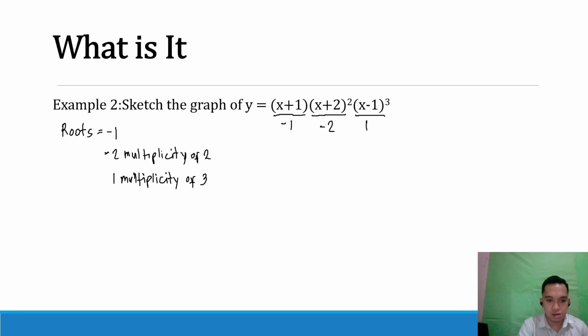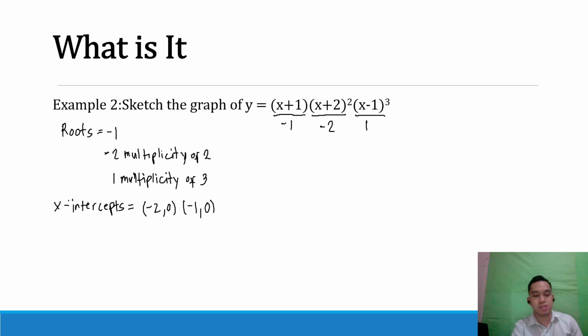Then, ang ating x-intercepts, madali na lang hanapin din. Pag mayroon ka ng roots, alam mo na yung x-intercepts mo. So, ang ating x-intercepts dito ay negative 2, 0. Then, we have negative 1, 0. Laging 0 yung y-coordinate mo kasi x-intercepts tayo eh. Kaya 0 ang y-coordinate mo. Then next is 1, 0.